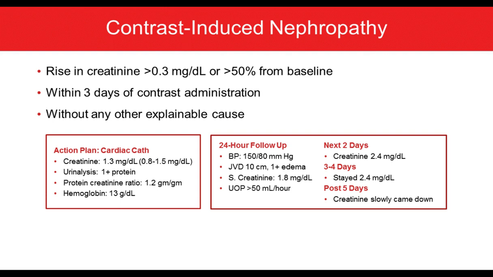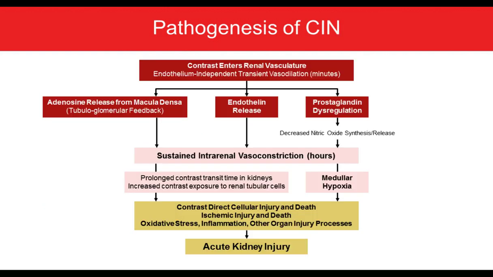And initially, the contrast administration causes endothelium-independent transient vasodilatation, and that vasodilatation basically increases your GFR in the beginning, and you filter more fluid in the proximal tubule. And when that more fluid goes to the macula densa, it says, oh wow, why am I getting so much fluid, and it causes the tubuloglomerular feedback by releasing adenosine, and adenosine causes renal vasoconstriction.